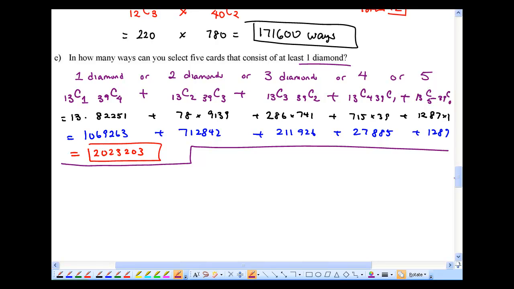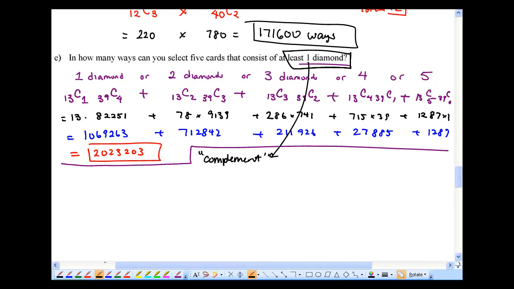Alright, how can we actually do this in a better way? You can. Sometimes it's nice to talk about what we call the complement, okay? So it's kind of like if I want 3 things from a group of 5, it's the same thing as saying I don't want 2 things from a group of 5, right? So we're going to use this idea of complement. What do you think is the complement of at least 1 diamond?